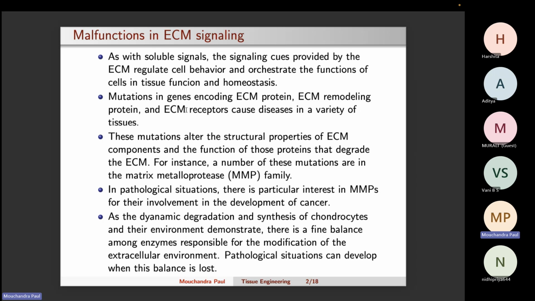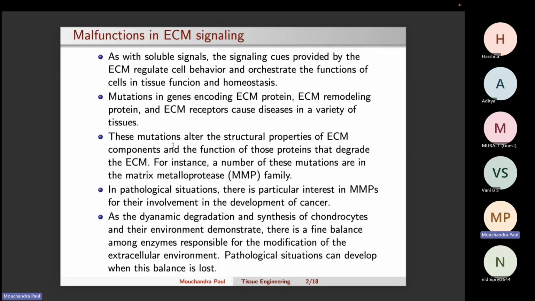But if there is some mutation in the genes that encode various kinds of ECM proteins like fibronectin, laminin, etc., or the ECM remodeling proteins like MMPs, matrix metalloproteases, or the ECM receptors, the cell binding domains that are there in the ECM, and in the cell there are receptors like integrin receptors. So if in these three things there is some mutation, and the protein product that is made is a mutant one, it can cause some diseases.